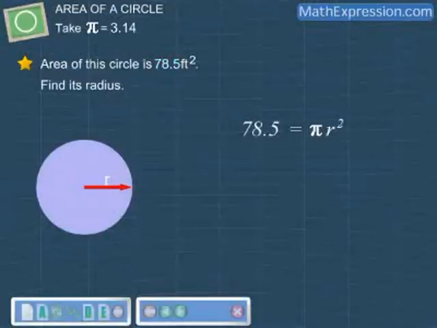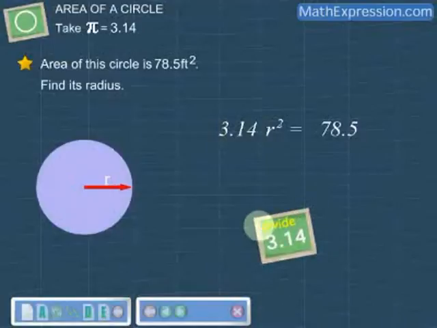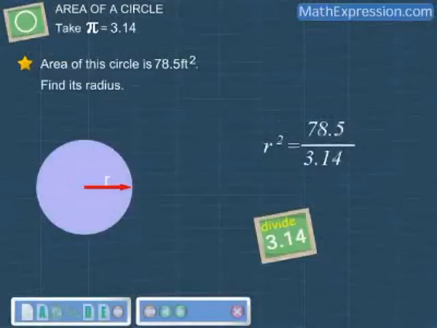Similarly, since pi is given as 3.14, we can substitute this pi with 3.14. Now we have 3.14 r squared equals 78.5. Let's rewrite this equation so that it will look neater. To find r, we need to remove 3.14. We can do so by dividing both sides of the equation by 3.14. After doing so, we have r squared equals 78.5 over 3.14.